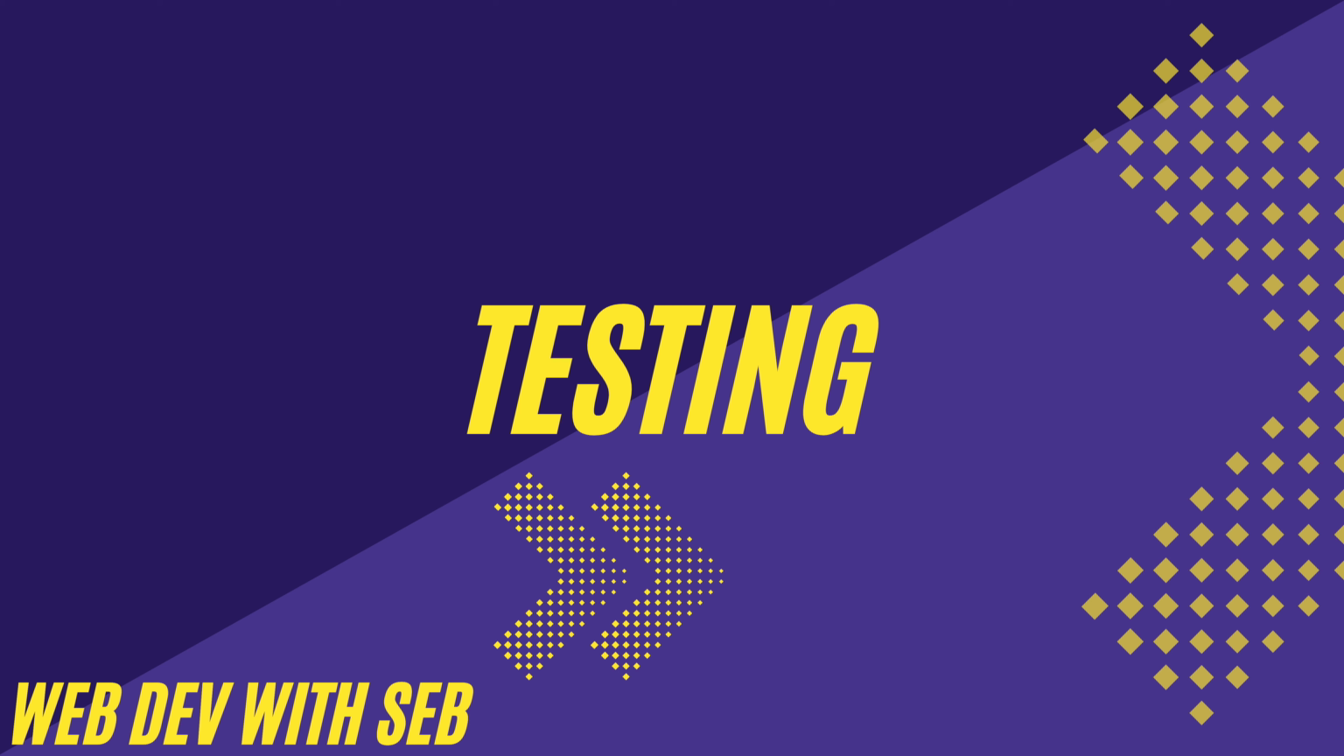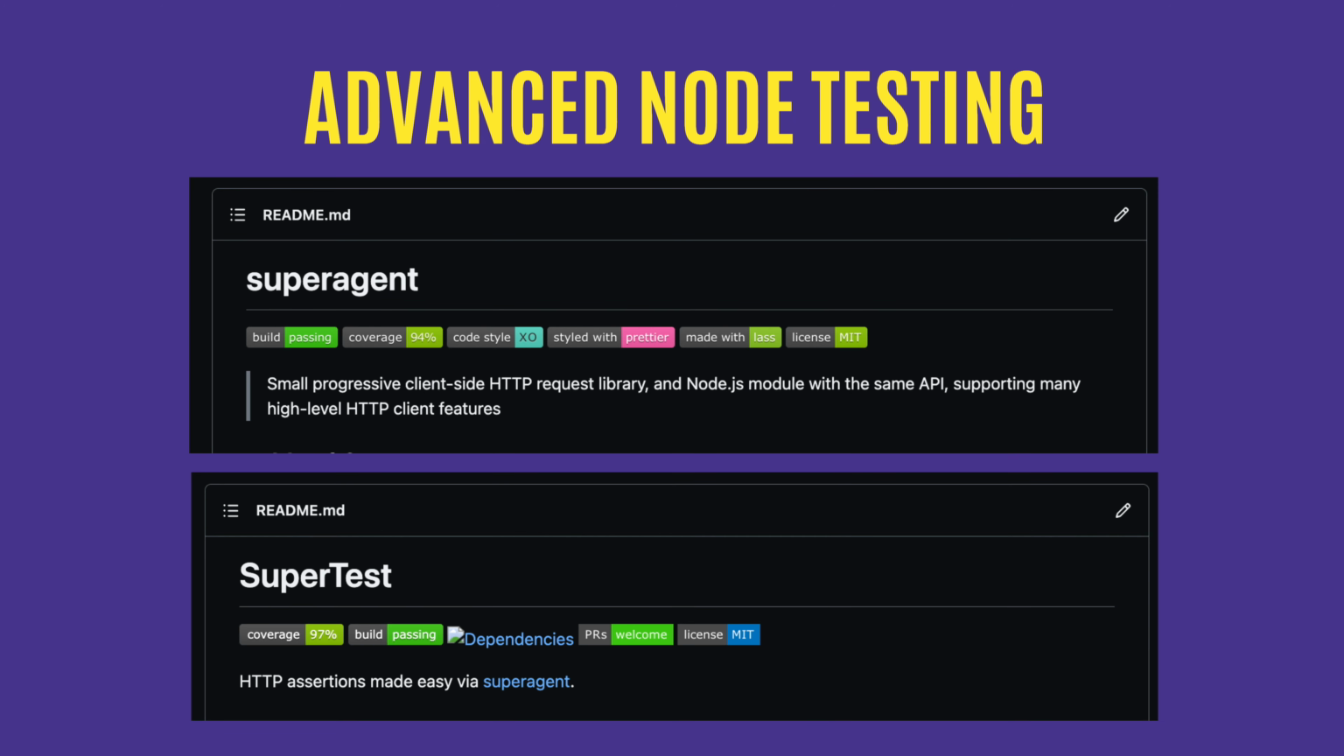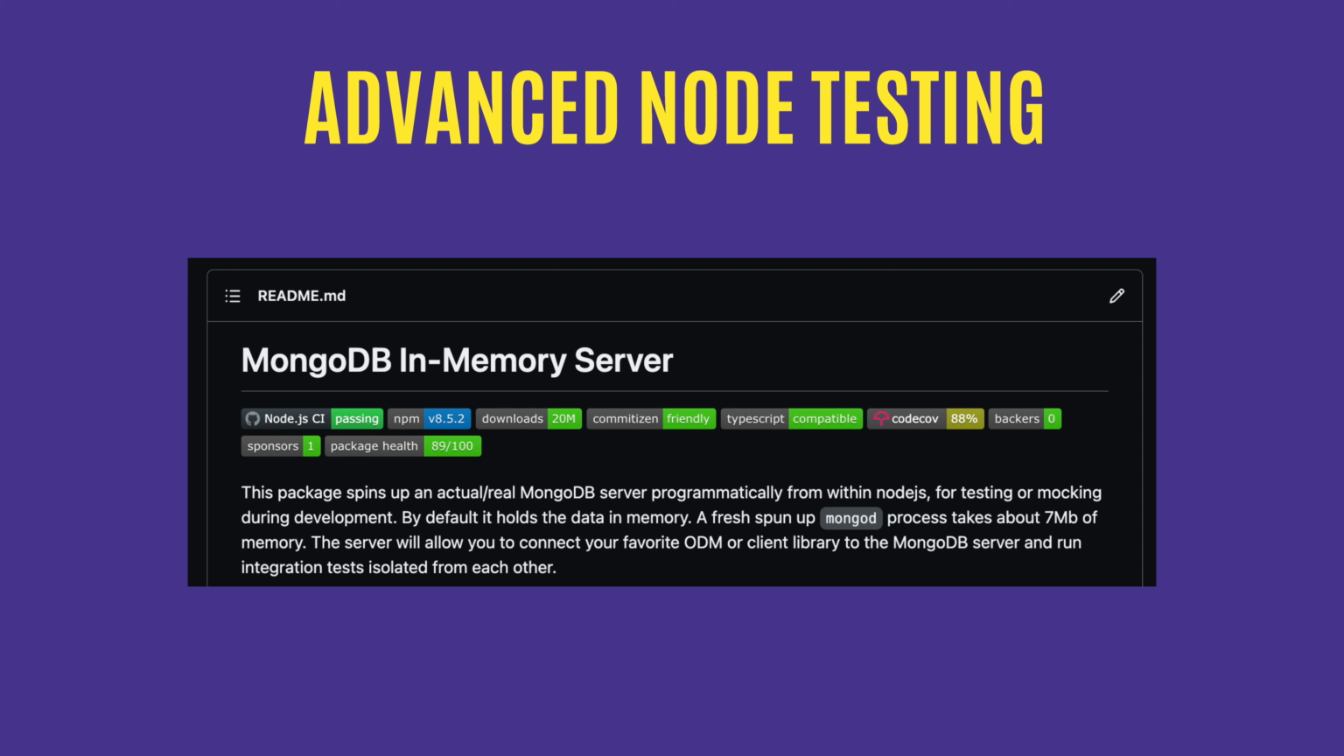Testing is a weak spot for many junior developers. Both paths cover unit testing with RSpec for Ruby and Jest for JavaScript. More advanced testing was covered in the Node course, in my opinion. They have you writing integration tests against your routes in the controllers via SuperAgent and SuperTest, and they even set you up with a local testing database using MongoDB memory server.